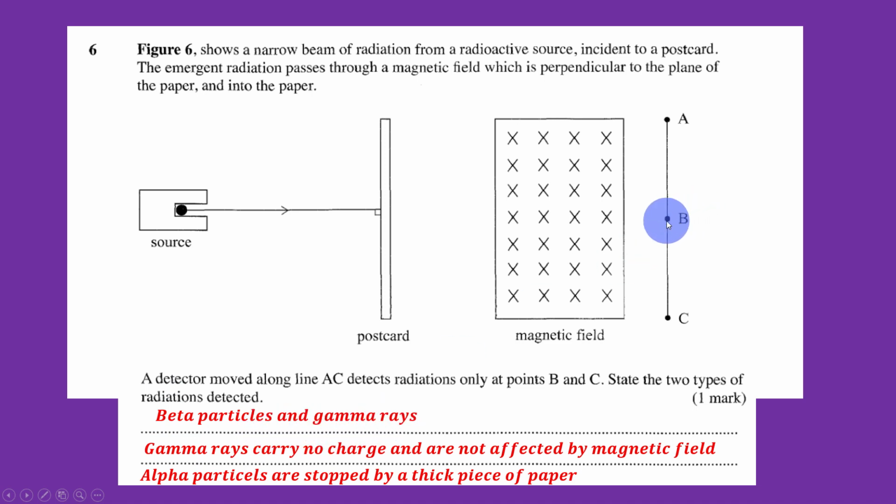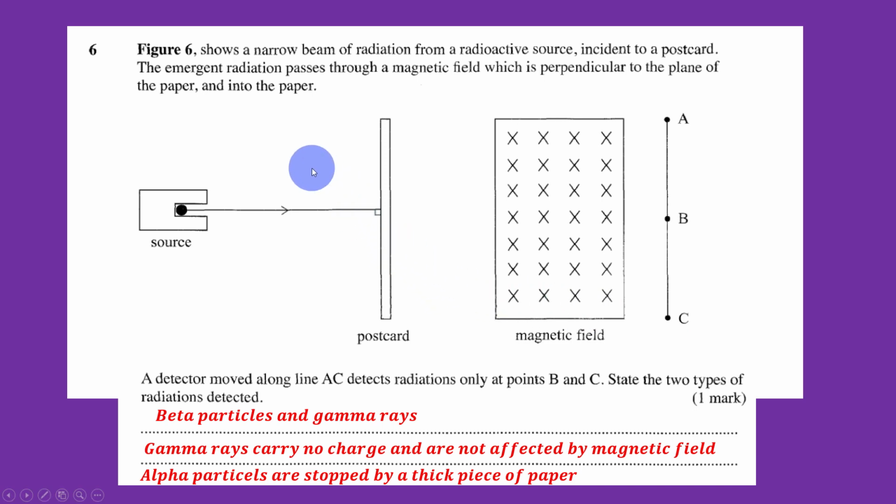At this point we've got gamma rays because they are not deflected by the magnetic field. At this point we've got beta particles which carry a negative charge. And of course the reason is that gamma rays carry no charge and are therefore not affected by magnetic field. Alpha particles are stopped by a thick piece of paper over here. And of course the other reason is that the particles which are deflected in such a way that they are detected at point C carry a negative charge, and those must be beta particles. So that question was just that easy.